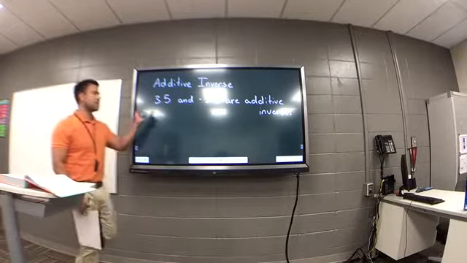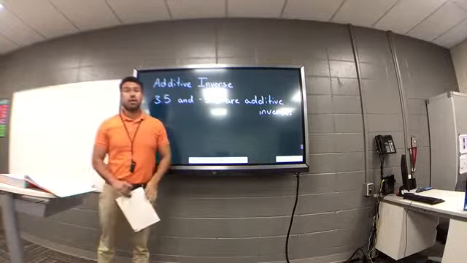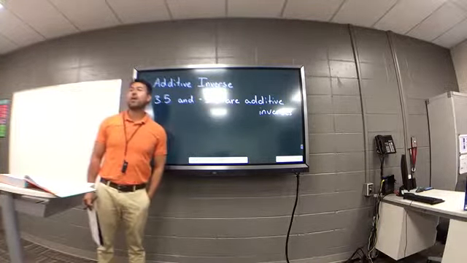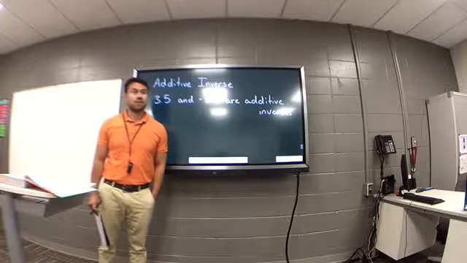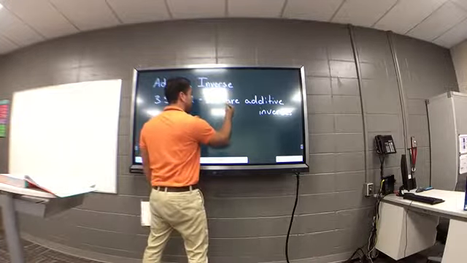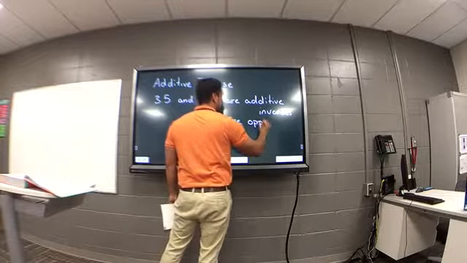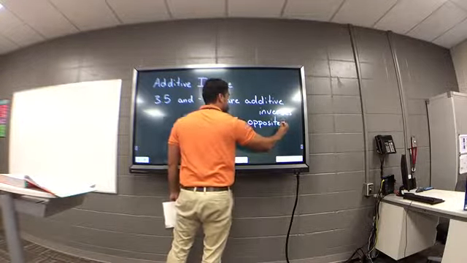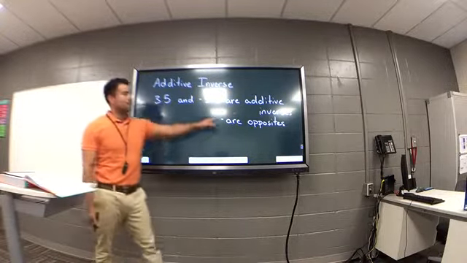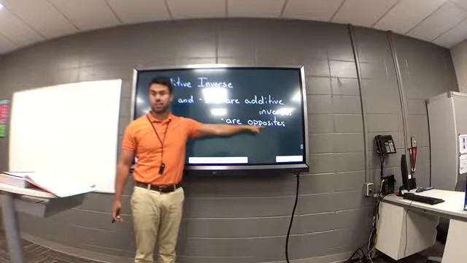3.5 and negative 3.5 are additive inverses. How else can we describe 3.5 and negative 3.5? We've used this term before. They're integers. Okay, yep, this is an integer. Good. And they are opposites. Do you guys remember that? Opposites. So 3.5 and negative 3.5 are additive inverses and are opposites. Which leads me to the conclusion that opposites are additive inverses. Additive inverses are opposites.